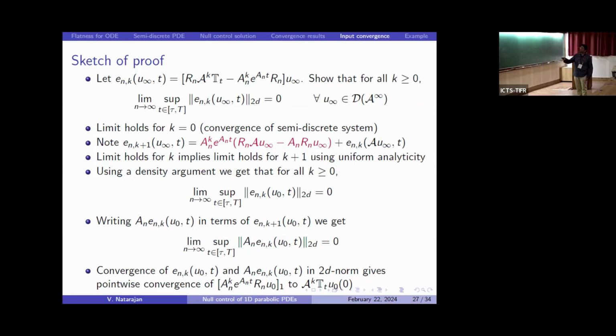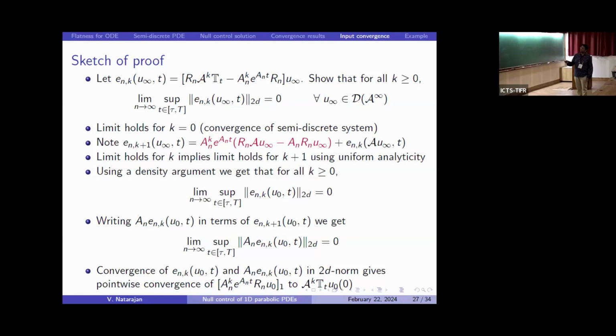What I want to show is that this converges in 2D norm. First, I'll show that it's converging in 2D norm for all such C infinity functions. Now this limit holds for k equal to 0. That's easy to see. If you put k equal to 0, you're simply comparing the solution of the PDE and the solution of the semi-discrete ODE, which we know by convergence that the difference goes to 0. So when k equal to 0, the convergence is clear.